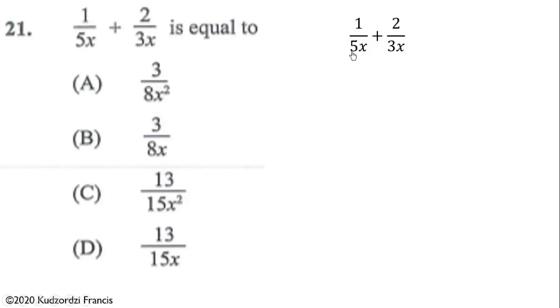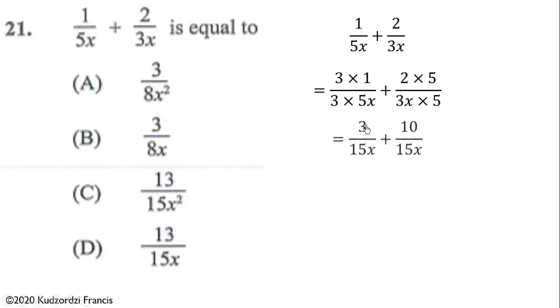The LCM for 5 and 3 is 15. Therefore, the LCM for 5x and 3x is 15x. So we need to multiply this by 3 to get 15x. That means we multiply both the numerator and the denominator by 3. Similarly, we multiply both the numerator and the denominator by 5 over here. So we get 3 times 1 is 3 over 15x plus 10, which is 2 times 5 over 15x.